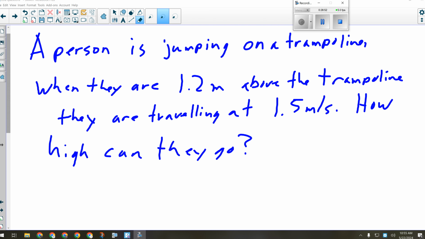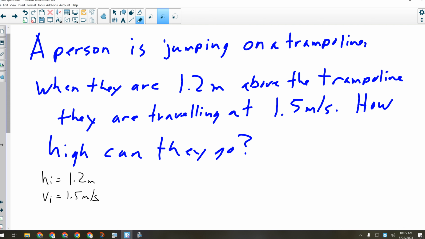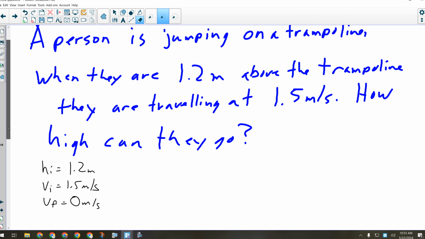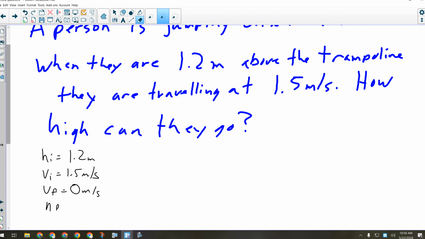Okay, the givens are that our initial height is 1.2 meters, and our initial speed is 1.5 meters per second. Our final speed is 0. That's the trick. And we're looking for our final height. Is that making sense there?